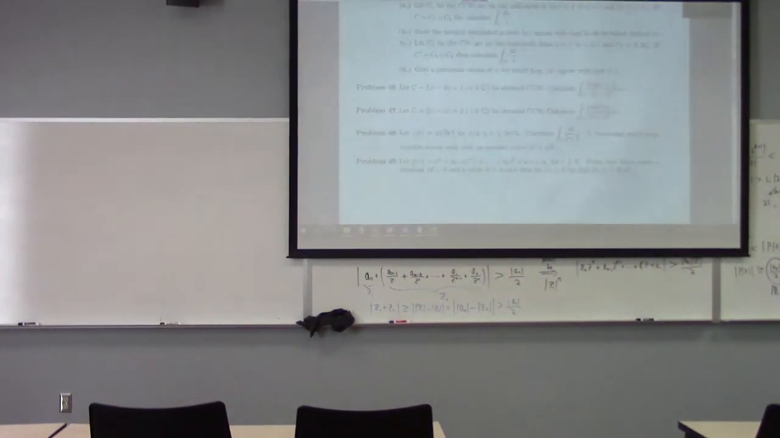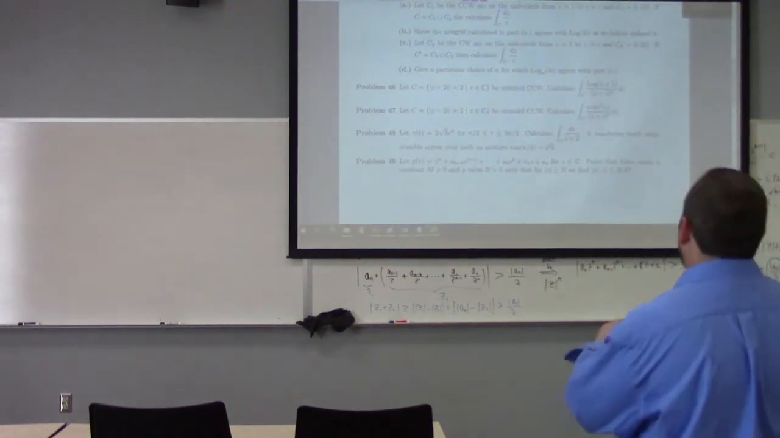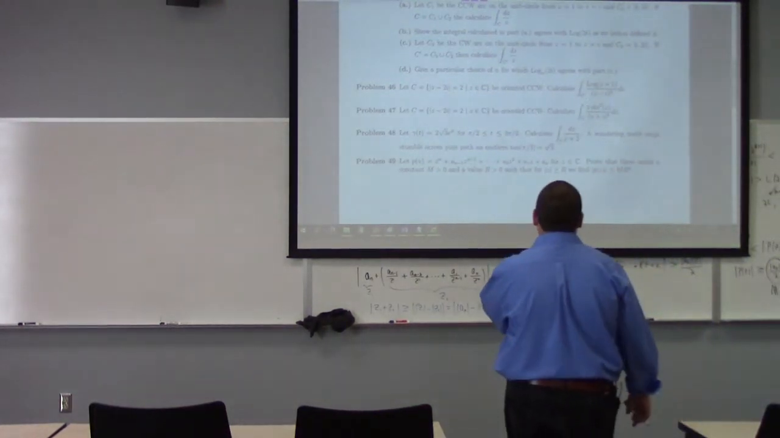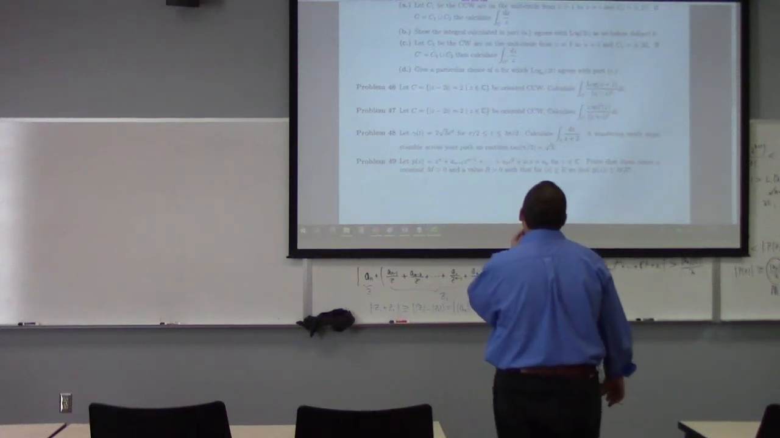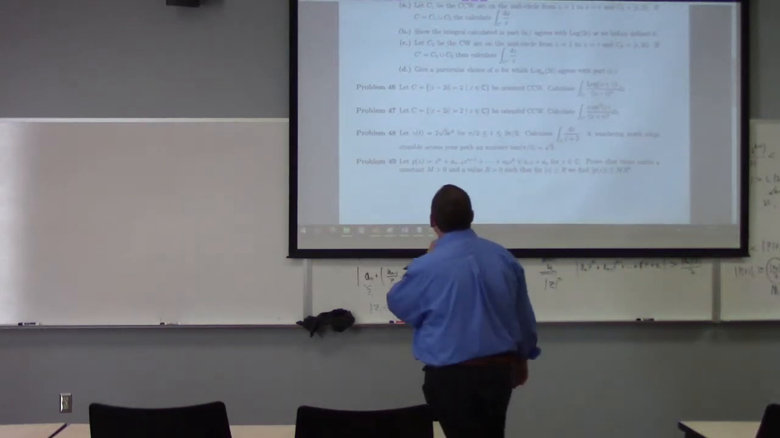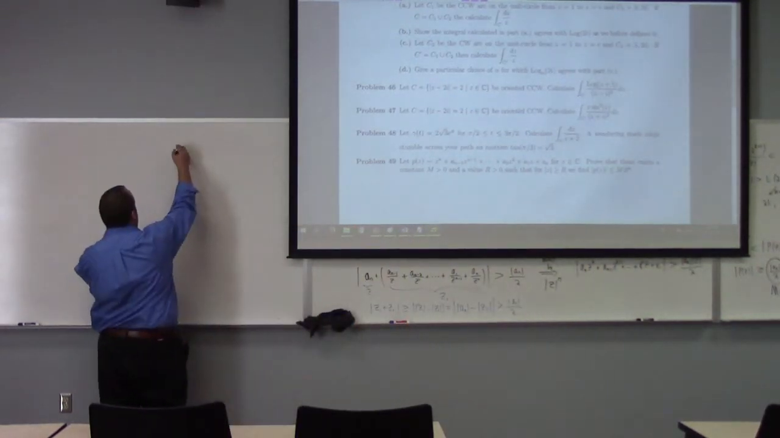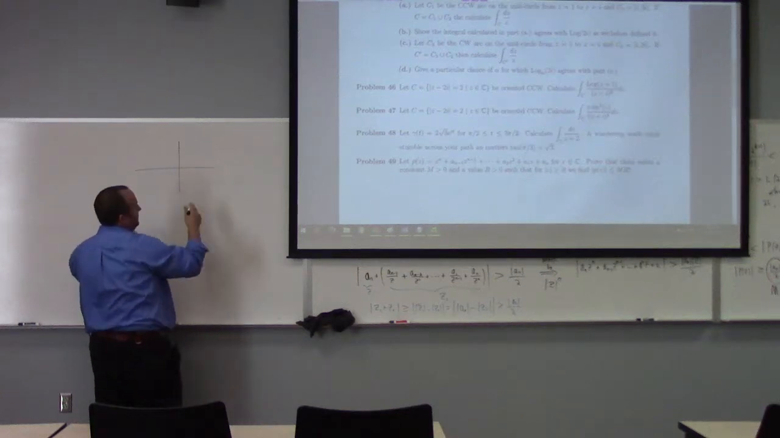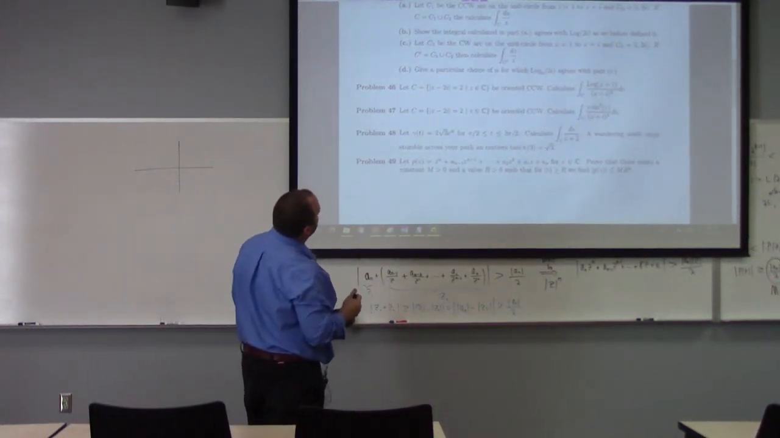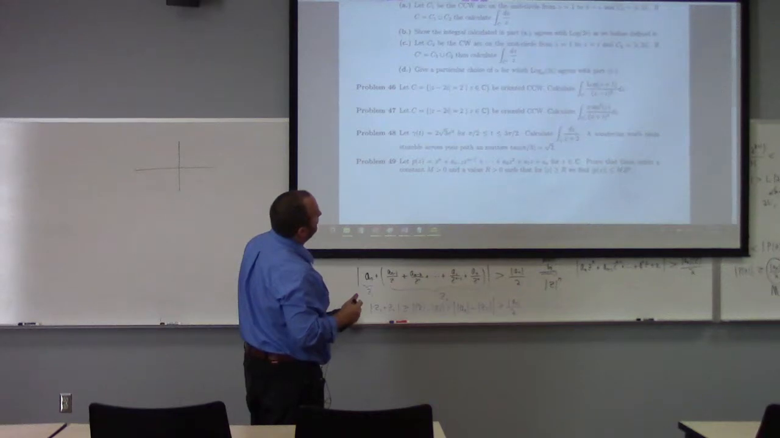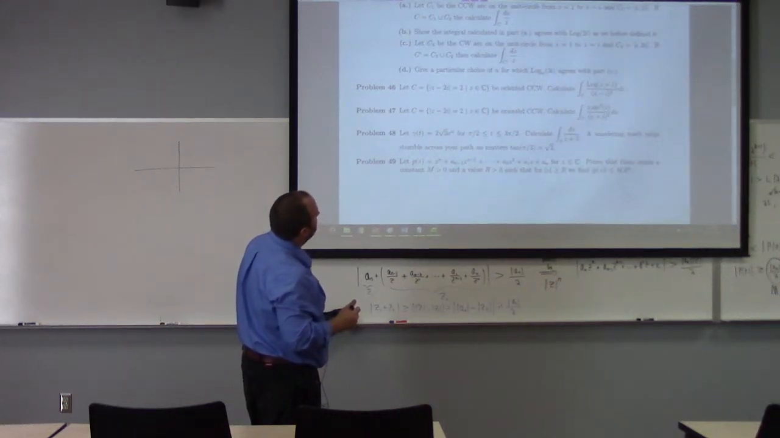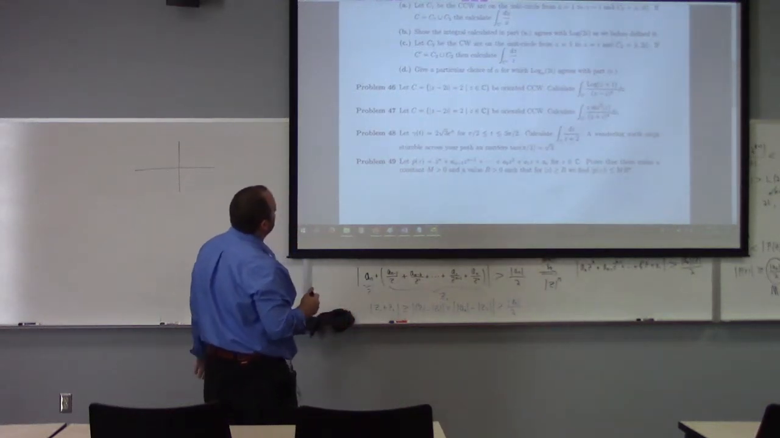Let's see here. So part D: give a particular choice of alpha for which log sub alpha of 2i agrees with part C. So part C, what was part C? Let me draw a picture so I can think through it. Part C was, I'm pretty sure, from 1 to i, because it's going in the other direction. That's why. And 1 to i, and then i to 2i, is that right?